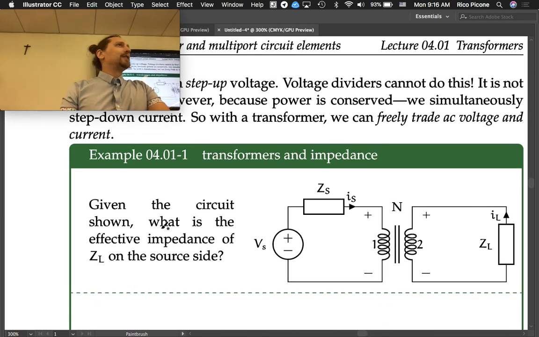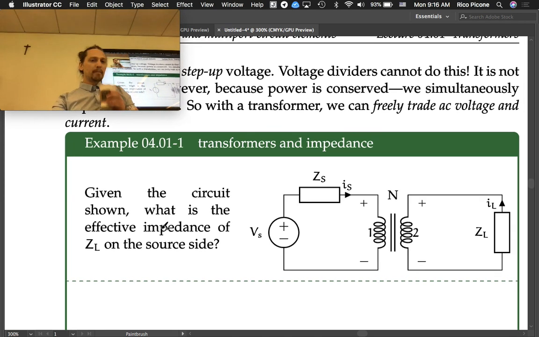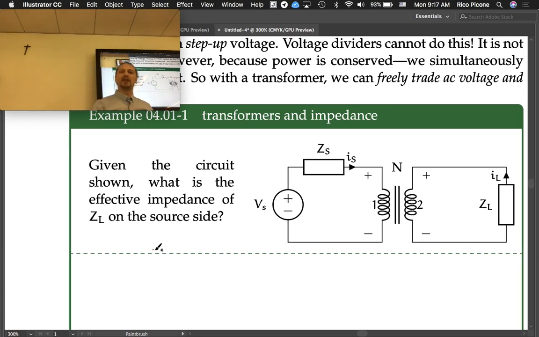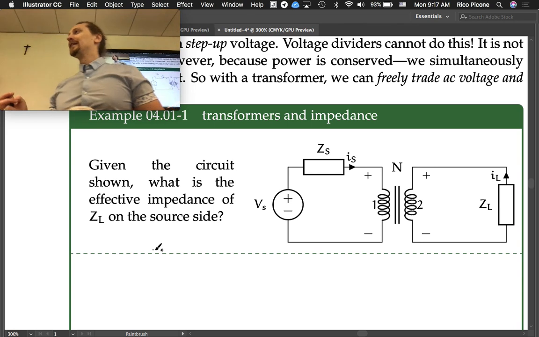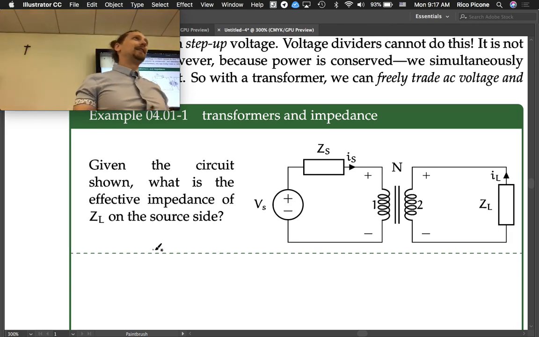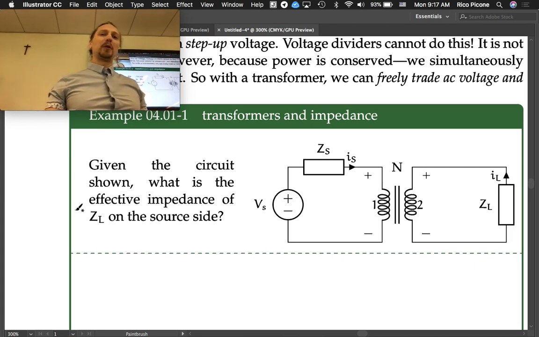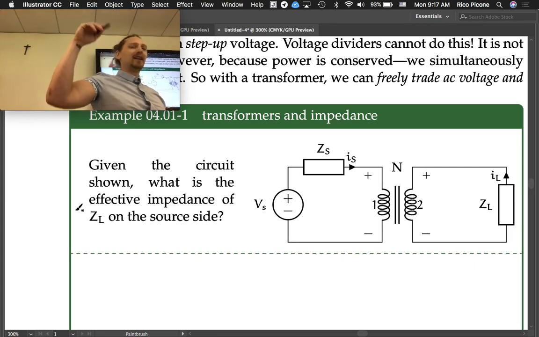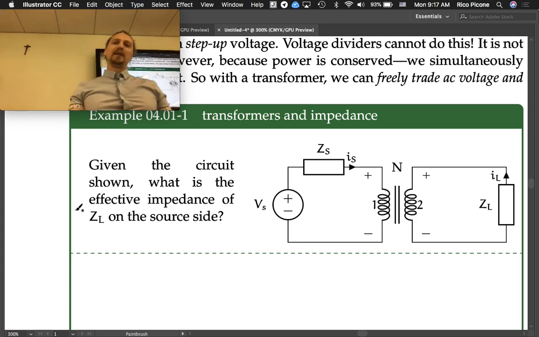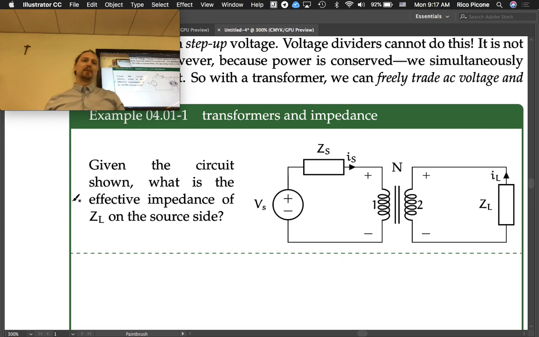So let's do an example, shall we? Okay. Given the circuit shown, and this changed slightly from the previous one, so unless you printed it out last night, I think it's stated more clearly in the way that I've stated it here. So in your notes, if you printed it out previously, please make sure that you recognize the difference in the way that it's stated. The circuit's exactly the same, and actually the problem is the same, but it's just stated more clearly, I think. So given the circuit shown, what is the effective impedance of ZL on the source side?